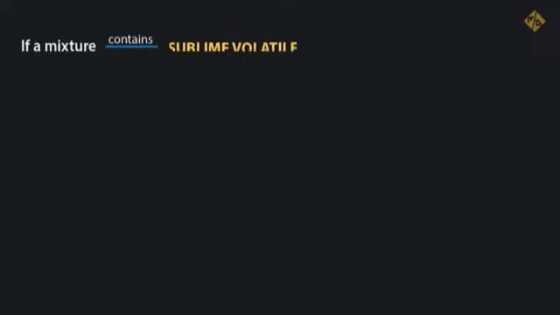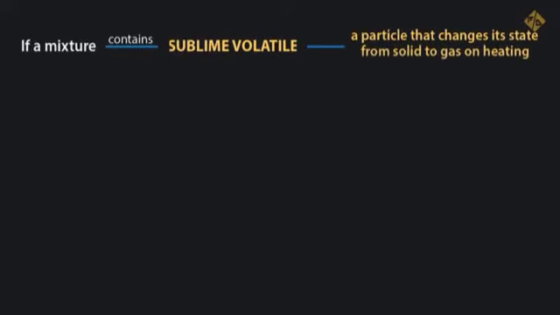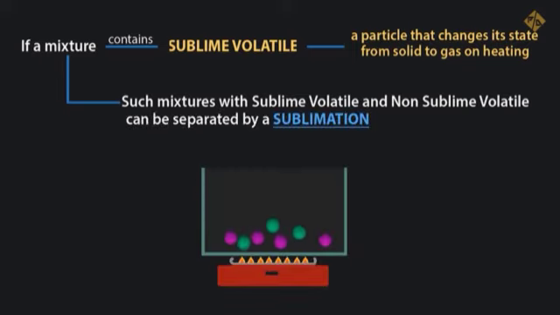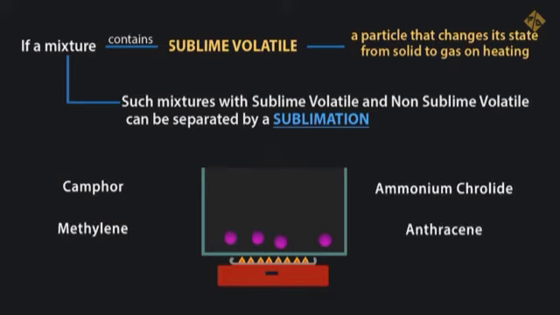If a mixture contains a sublimable volatile component, a particle that changes its state from solid to gas on heating, such mixtures with a sublimable volatile and a non-sublimable volatile component can be separated by sublimation. One beaker is there, with camphor, methylene, aluminum chloride.